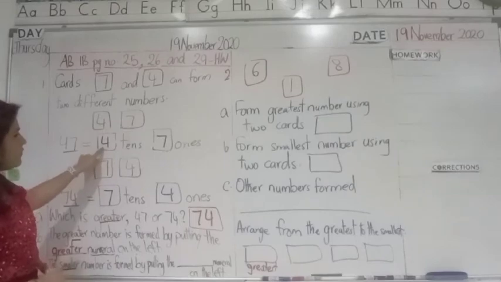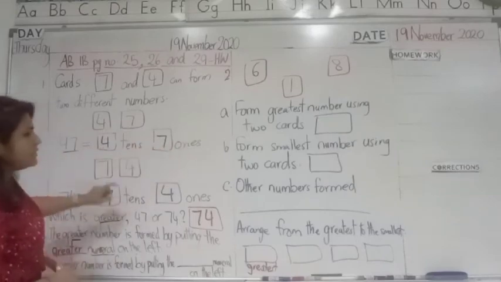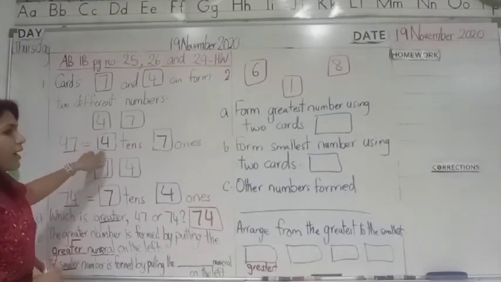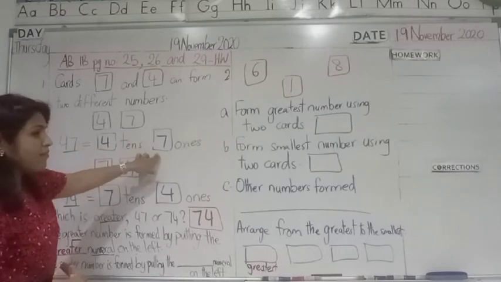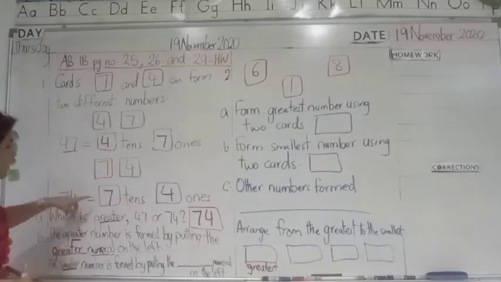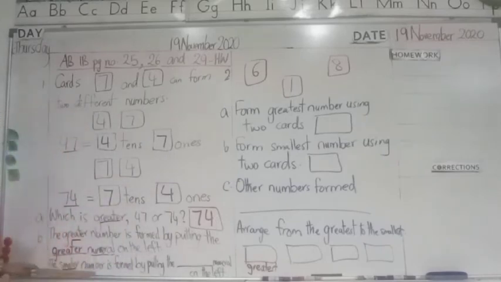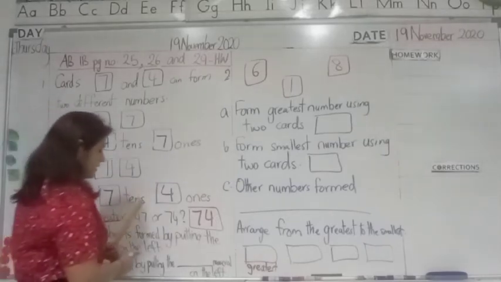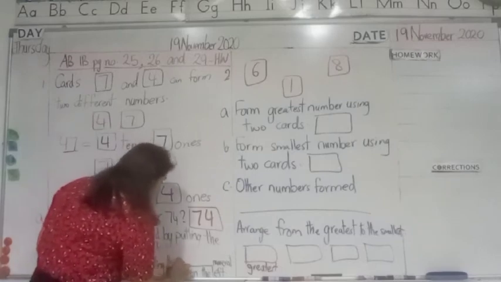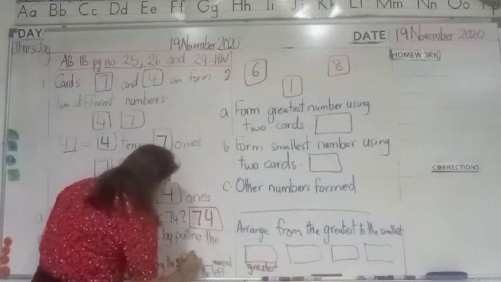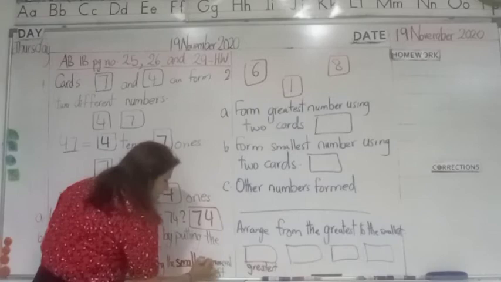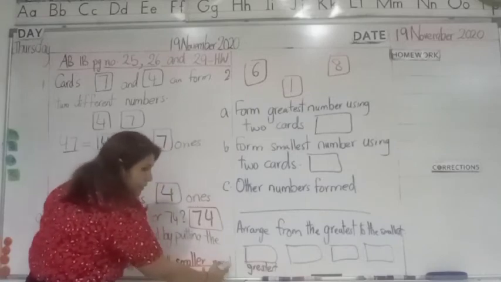So when you place 4 tens and 7 ones, it becomes 47, which is a smaller number compared to 74. So the smaller number is formed by putting the smaller numeral. Numeral means number, nothing different but number.